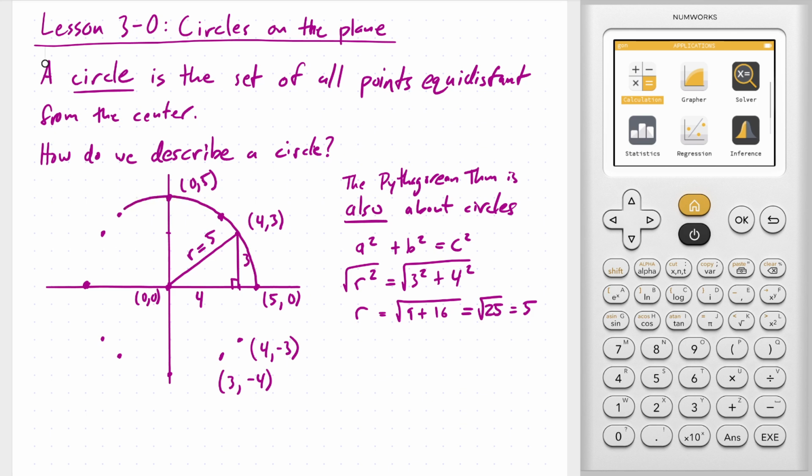I'm just going to go ahead and try to follow these points as best as I can. Not perfect, but I don't want to start over, so I'm just going to keep going. Here we go. All right, so I'll follow all those points, and there we go. I have my circle.